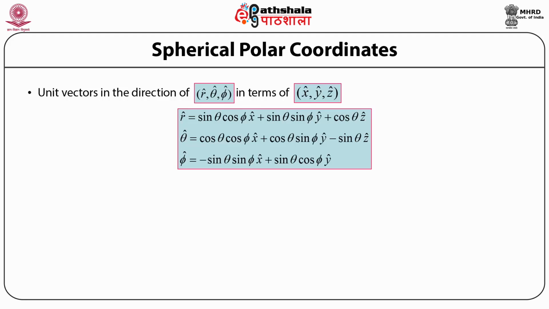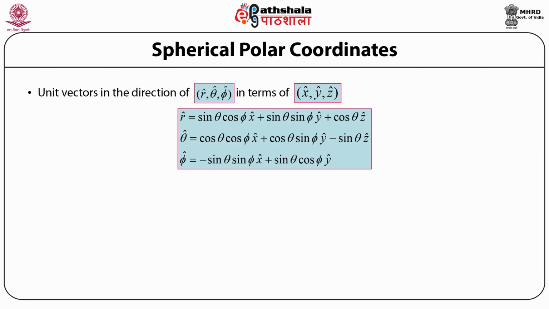Unit vector theta is equal to cos of theta times cos of phi times unit vector x plus cos of theta times sine of phi times unit vector y minus sine of theta times unit vector z. And unit vector phi is given by the relation minus sine of theta times sine of phi times unit vector x plus sine of theta times cos of phi times unit vector y.